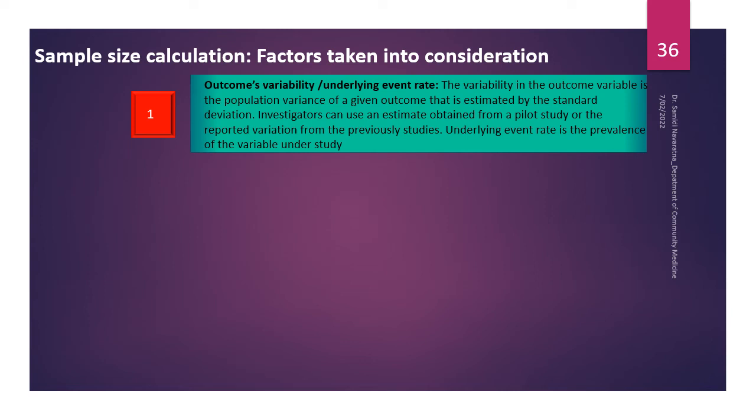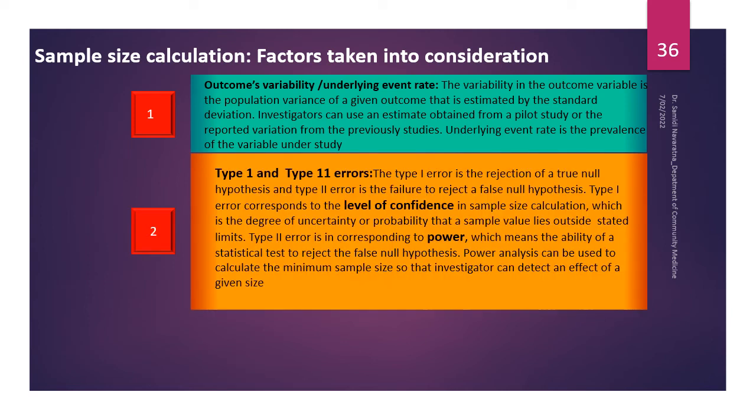The variability in the outcome variable is the population variance of a given outcome that is estimated by the standard deviation. So the next factor is type 1 and type 2 errors. I do hope that you can remember these types of errors. Please go and revisit these areas if you cannot remember them clearly.